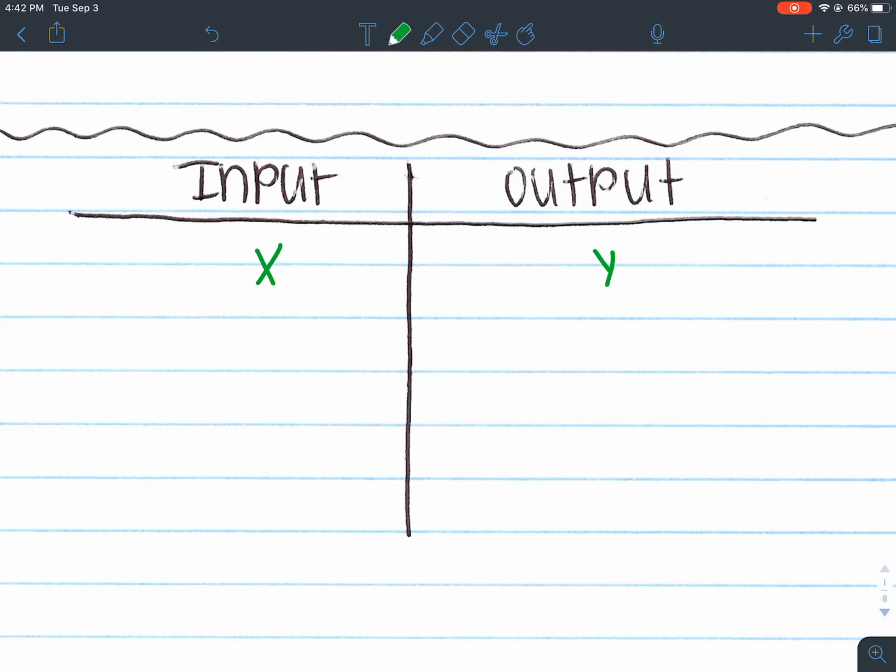Another word for input, all of our x values, is domain. This is something from the last lesson. And then output would be range. So if it asks you to find the domain, it's asking you to find x or find the input. If it's asking you to find y, it's asking you to find the range or output. Sometimes they give you the input and ask you to find the output. And sometimes they give you the output and ask you to find the input.